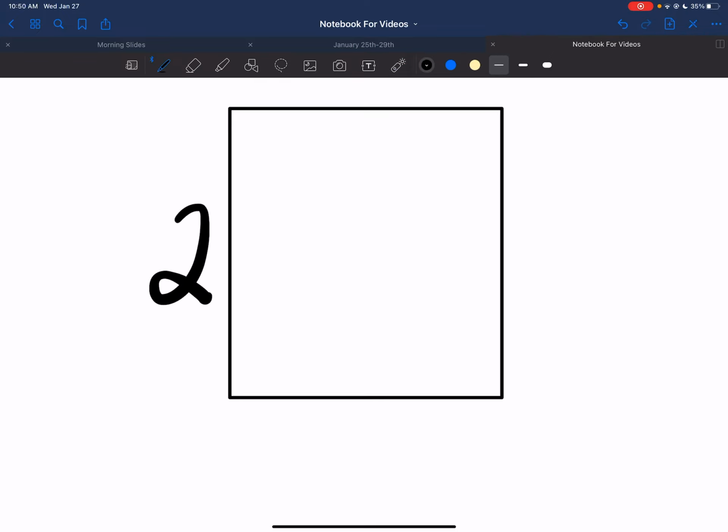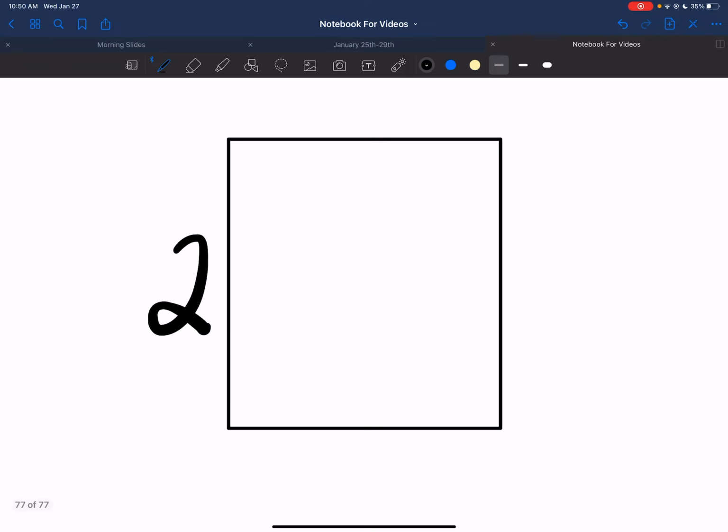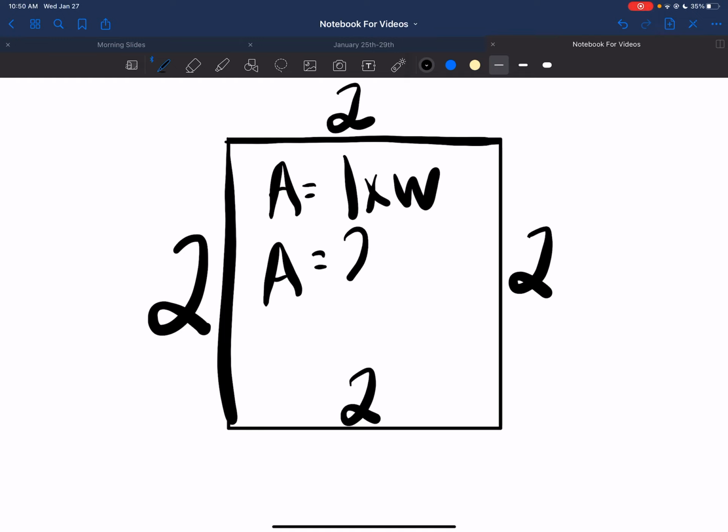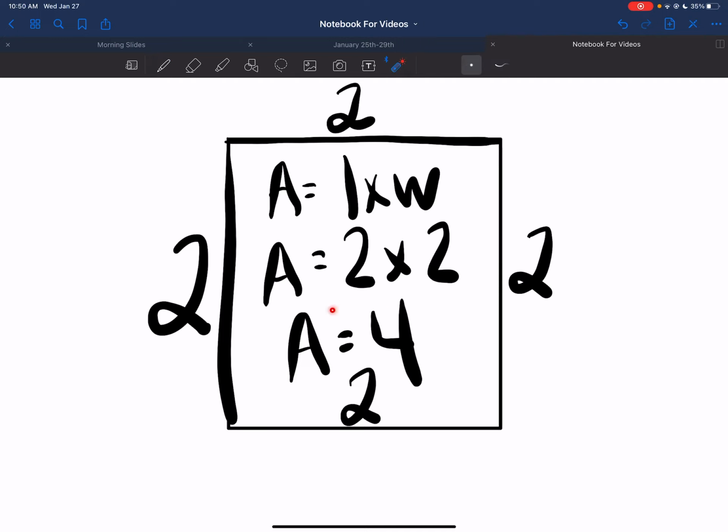Last example here is the square. Now we're only given one side length, but what do we know about a square? It has 4 equal sides, so 2, 2, and 2. Area equals length times width. We only need 2 of the sides. Length, width. 2 times 2. Area equals 4. Remember, area is the inside of the space.